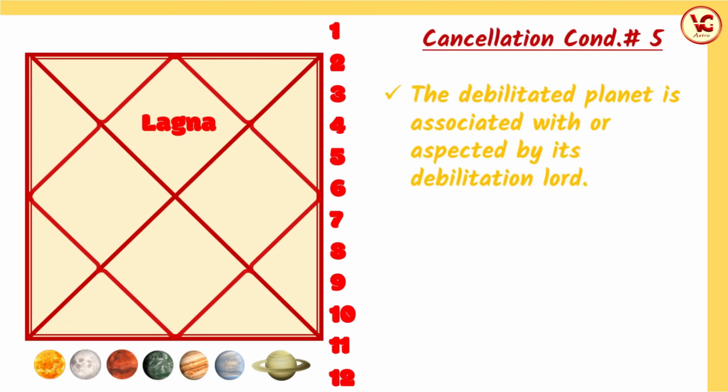Condition number 5. The debilitated planet is associated with or aspected by its debilitation lord. It means where a debilitated planet is placed, its lord is aspecting it or conjoined or having any relation. So in the given example, Jupiter is placed in its debilitation sign. Its debilitation lord, or planet, is Saturn. It is placed in this house and aspecting Jupiter from the third aspect.